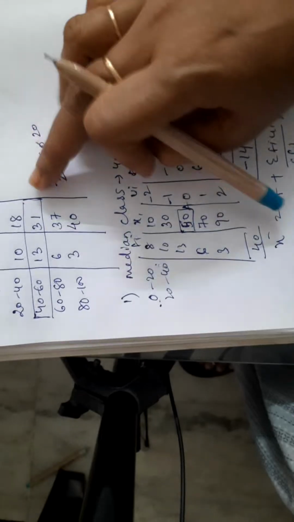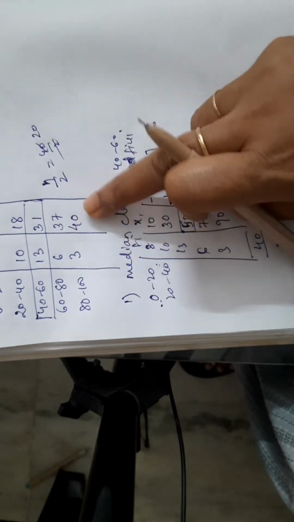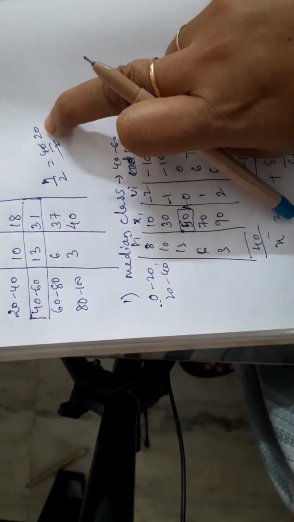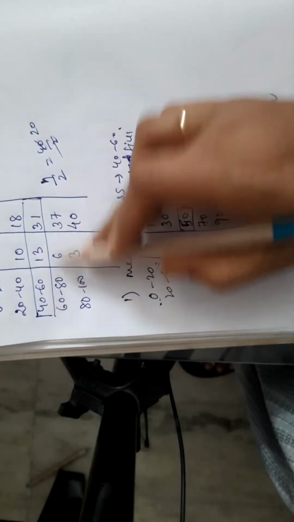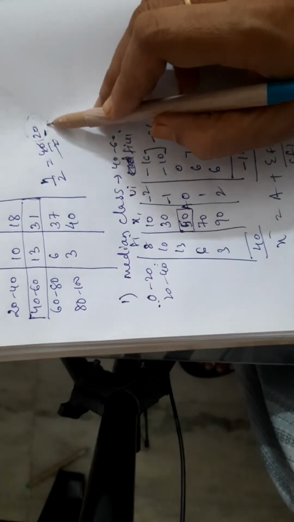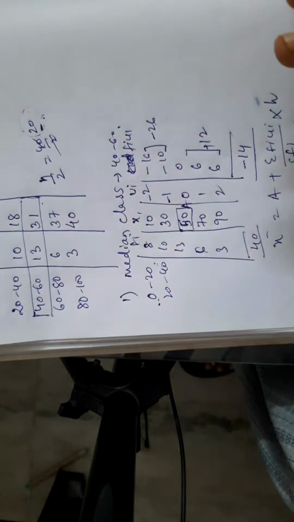For median, we calculated CF. After CF, whatever the total value we get, n is to be divided by 2, and according to the answer we get, we select the median class. Whatever number comes, we take the class just above it. So 20, just above it 31. From there we selected the median class.